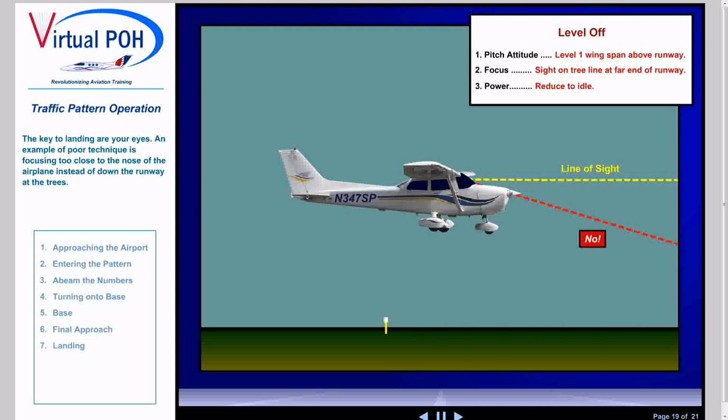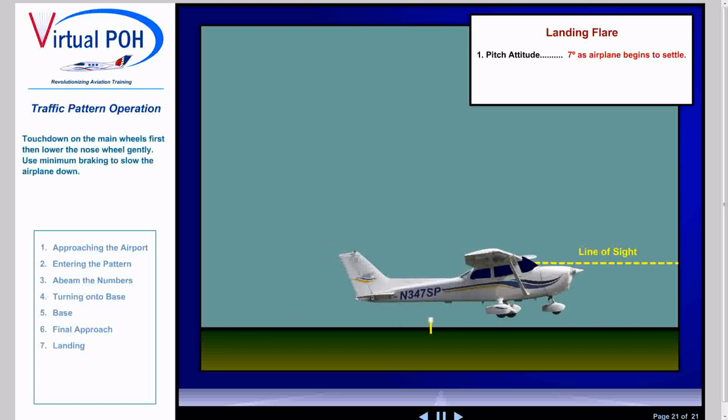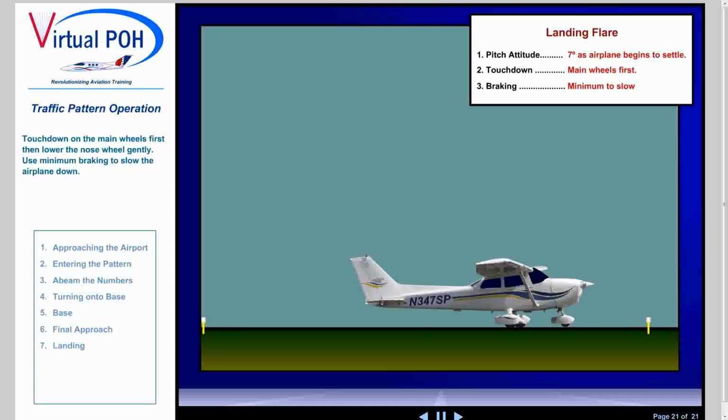The key to landing is in your eyes. An example of poor technique is focusing too close to the nose of the aircraft instead of looking all the way down the runway at the trees. As the airplane begins to settle, ease the nose upward about 7 degrees for a natural flare. Touch down on the main wheels first, then lower the nose gently. Use minimum braking to slow the aircraft down.